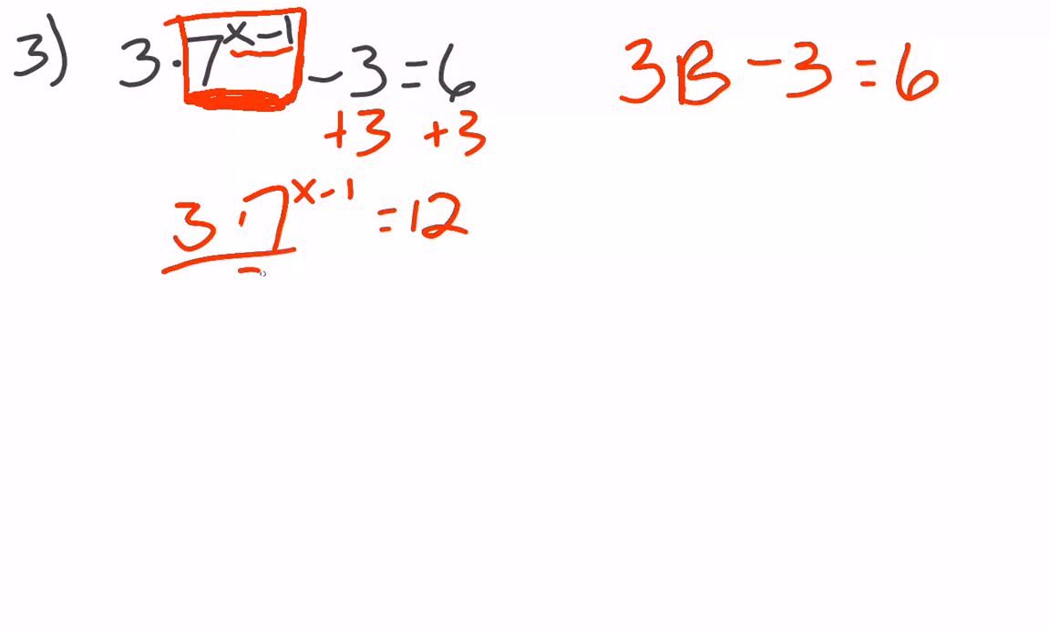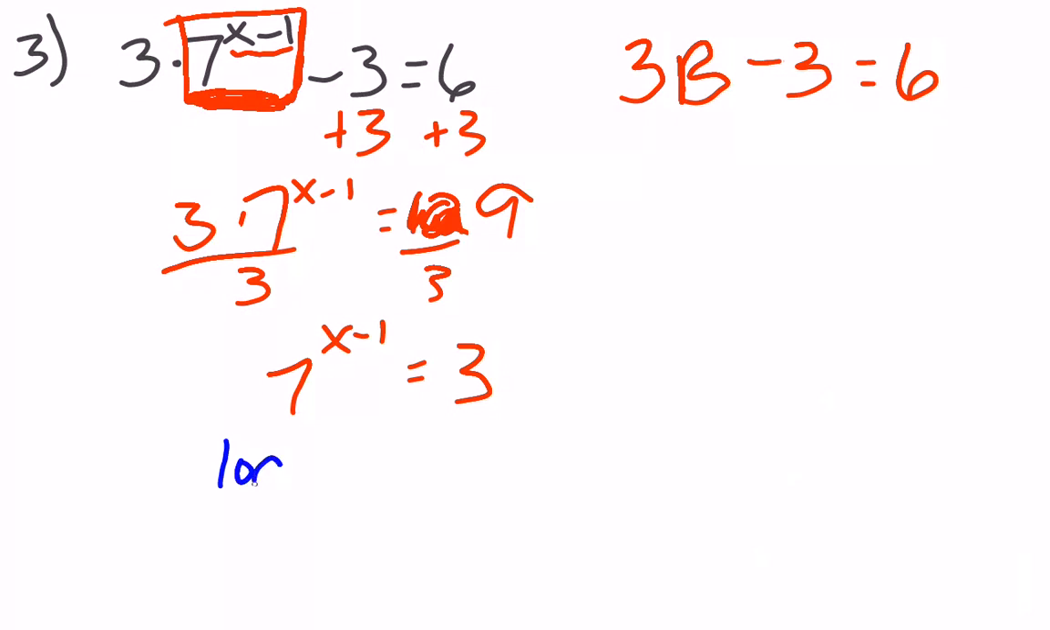Then I would divide by 3, and I would get 7 to, whoops, I did that wrong, sorry. 7 to the x minus 1 equals 4. Okay? Once I get that, it looks like problem number 1. So we're going to do the log of both sides. Log on both sides of 7 to the x minus 1, log of 3.